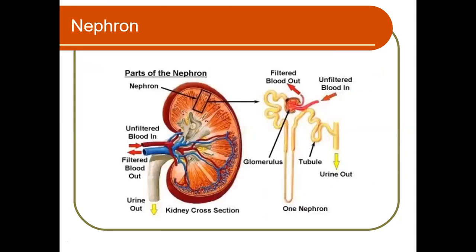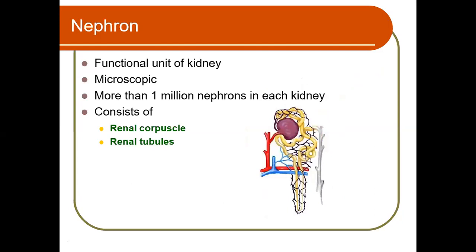And here we go to the nephron. These are the parts of the nephron. Nephrons are regarded as the functional unit of the kidney. They are microscopic units, and more than 1 million nephrons are in each kidney, and each consists of a renal corpuscle and renal tubules.